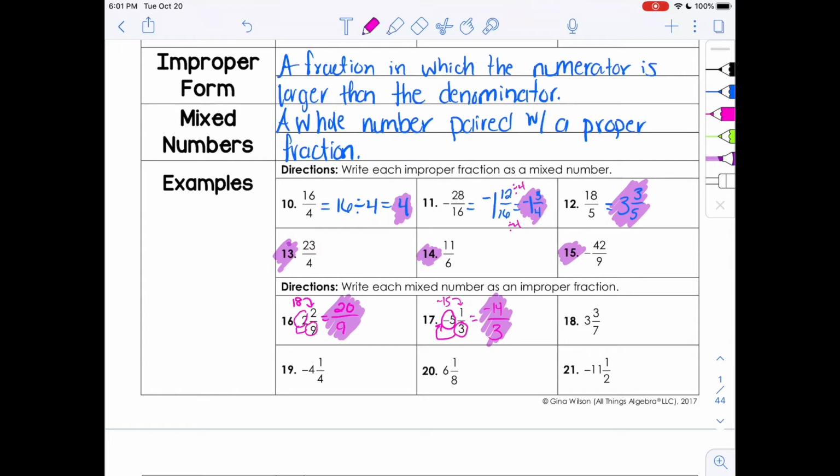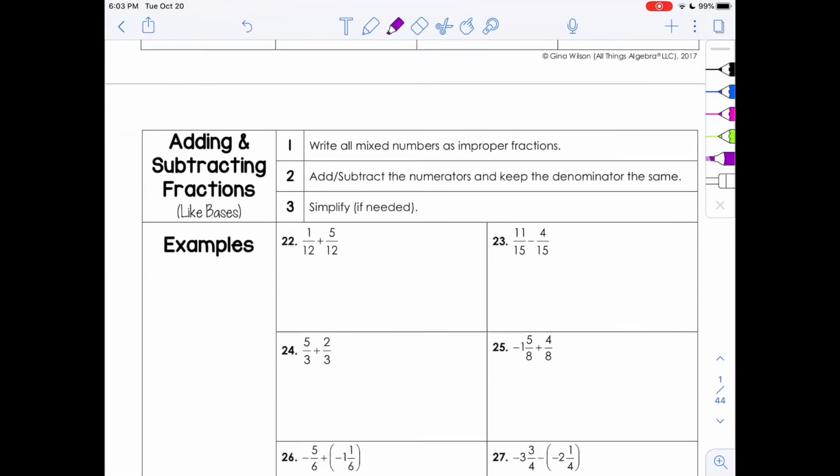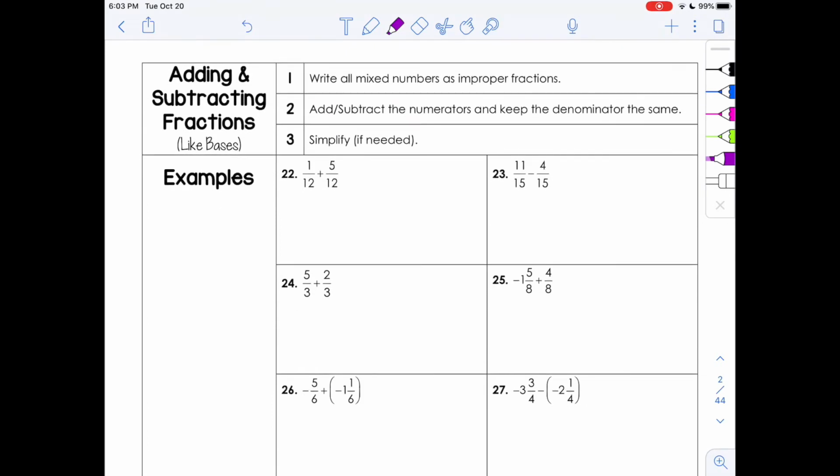Let's look at one more. Again, our denominator of 7 times our whole number of 3. 7 times 3 is 21. Then 21 plus 3 is 24 over 7. That denominator stays the same. So 3 3/7 is equivalent to 24 over 7. Go ahead and highlight number 19, 20, and 21.